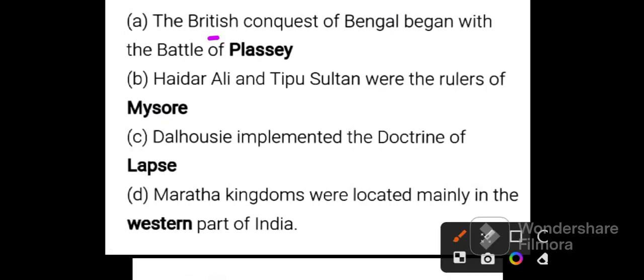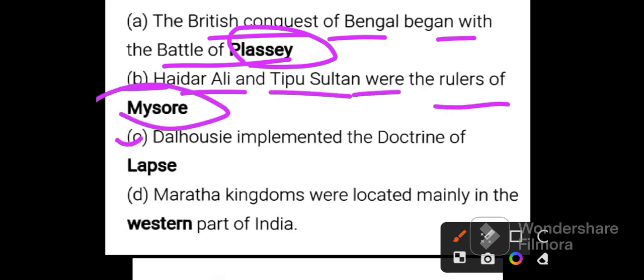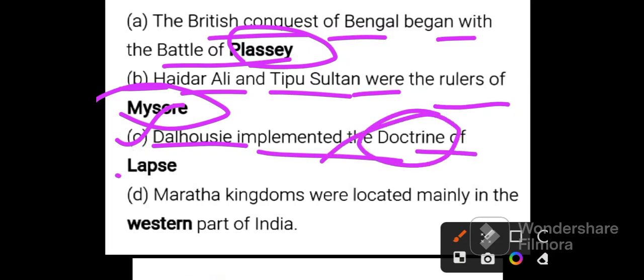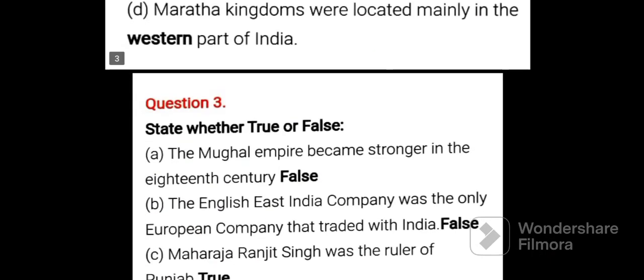First, the British conquest of Bengal began with the Battle of Plassey. Second, Hyder Ali and Tipu Sultan were the rulers of Mysore. Third, Dalhousie implemented the Doctrine of Lapse. Fourth, the Marathas' kingdoms were located mainly in the western part of India.